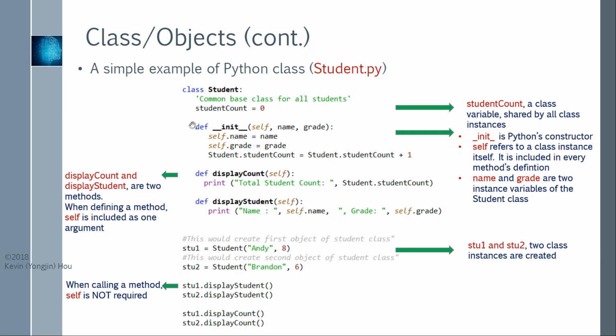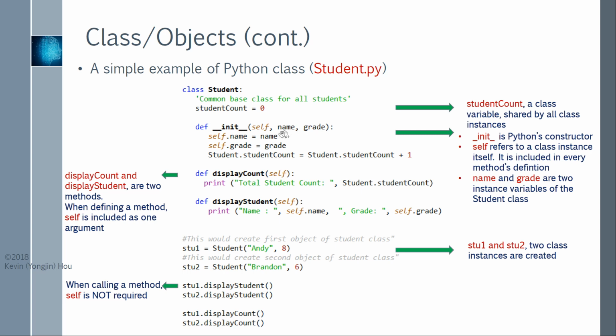Then we have a method, and this method is called init, and you have underscores before and after. This is a very special method of the Python class, a very special function of the Python class. It is called the constructor. Within this constructor, it takes self, which means the instance itself, as an argument, and also takes name and grade as two additional arguments.